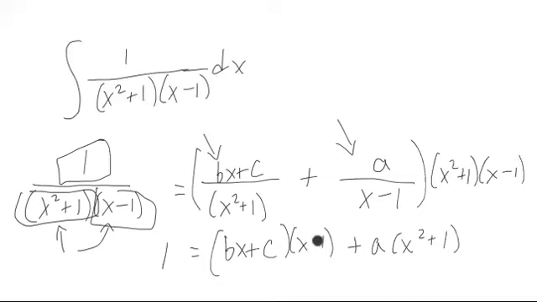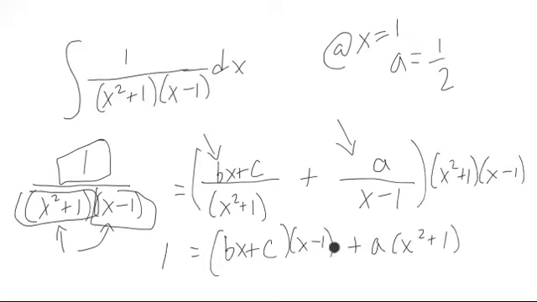Now try plugging in different things. If you were to plug in 1, for instance, this part would be 0. And then you would have 2a is equal to 1, which means a is equal to a half. We got that just by plugging in 1, because notice that made this whole part vanish.